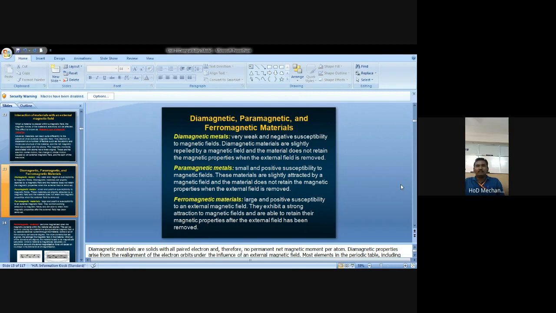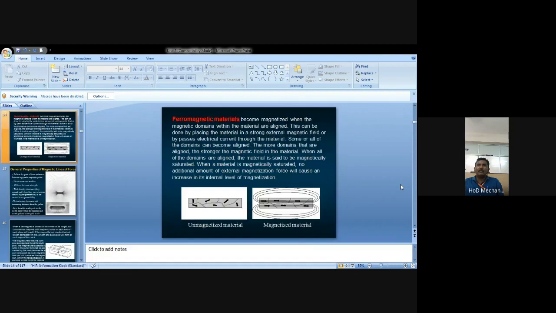So that is the difference between the three types. One is diamagnetic metals, the second one is paramagnetic metals, the last one is ferromagnetic. These are all the different types of metal. For magnetic particle inspection, we mostly have to use these ferromagnetic materials only.